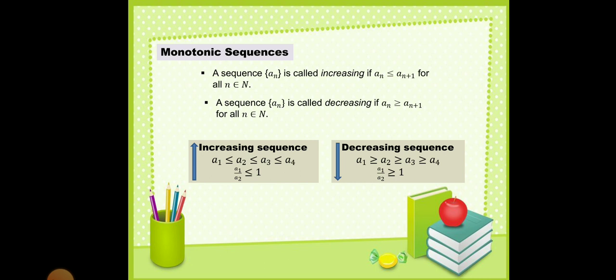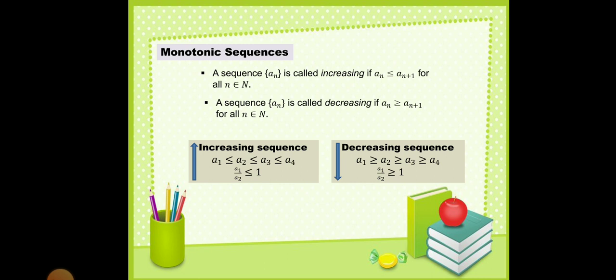A sequence e sub n is called increasing if e sub n is less than or equal to e sub n plus 1 for all n in the natural numbers. And a sequence e sub n is called decreasing if e sub n is greater than or equal to e sub n plus 1 for all n in the natural numbers. So this is the graph of an increasing sequence and a decreasing sequence.